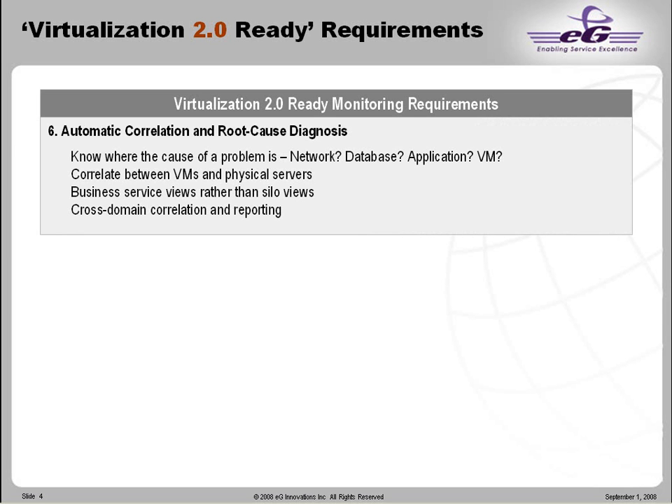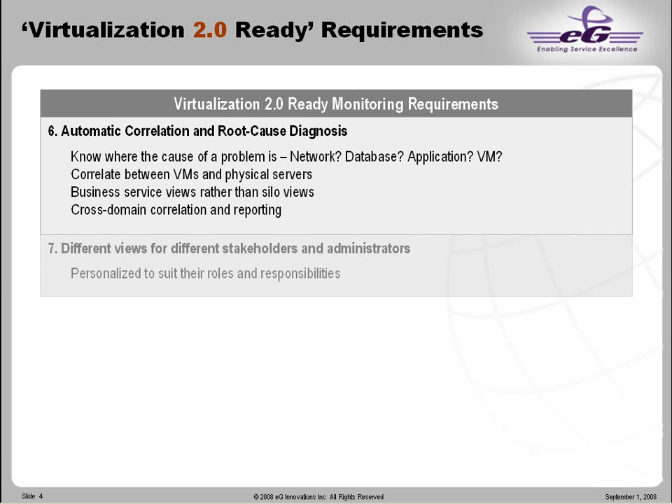The monitoring solution should provide automatic correlation and root cause diagnosis. It should let an administrator know where the cause of a problem is: in the network, the database, the application, or the VM. It should correlate problems between VMs and physical servers, provide business service views rather than silo views, and provide cross-domain correlation and reporting.